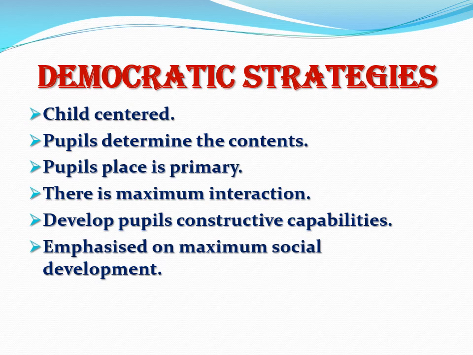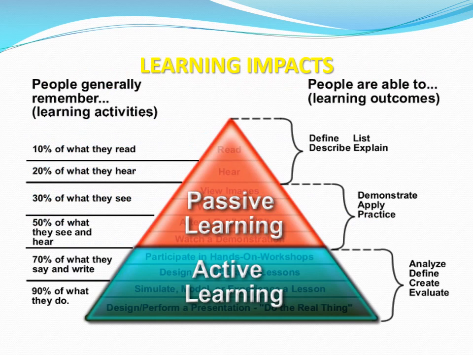It emphasizes maximum social development in terms of assignment, brainstorming, discussion, discovery, heurism, independent study, project, review, role-playing, sensitivity, tutorial groups, etc. So from this pyramidal diagram, it is easily learned that people generally remember up to 10% of what they read, 20% of what they hear, 30% of what they see, 50% of what they see and hear.